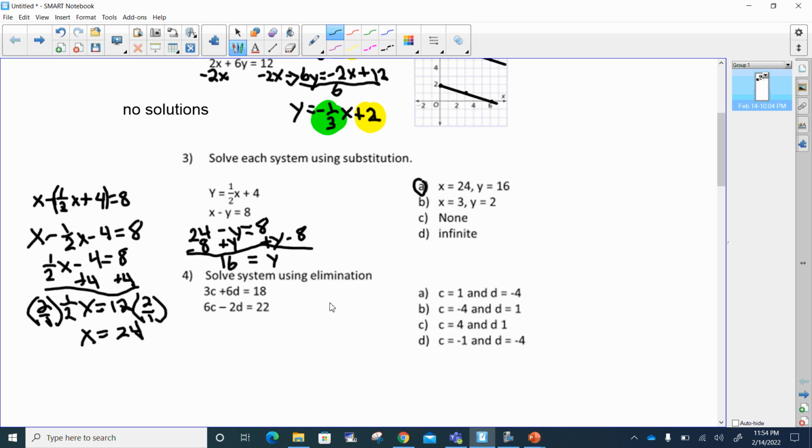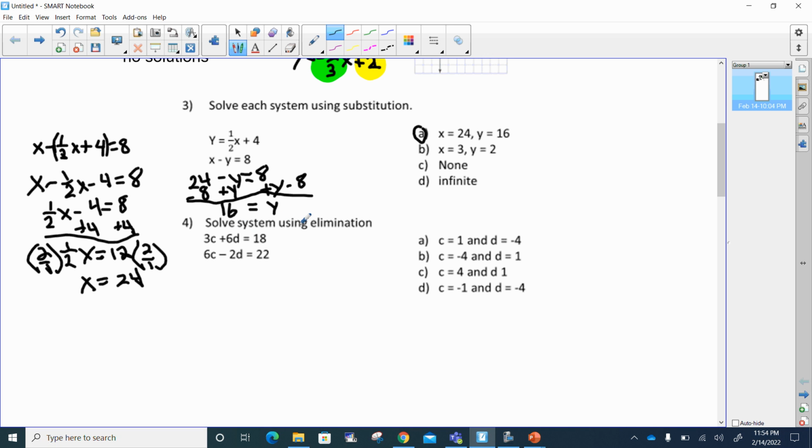Okay? Let's go to number 4 now. Solve using elimination. If I'm solving using elimination, I've got to find numbers these are both go into so I can eliminate it. I can multiply this top one by negative 2 if I want. That will allow me to make this a negative 6. I could also multiply this bottom one by 3, and that would make this a negative 6d. So that's what I'm going to do here. I'm going to multiply this one by 3.